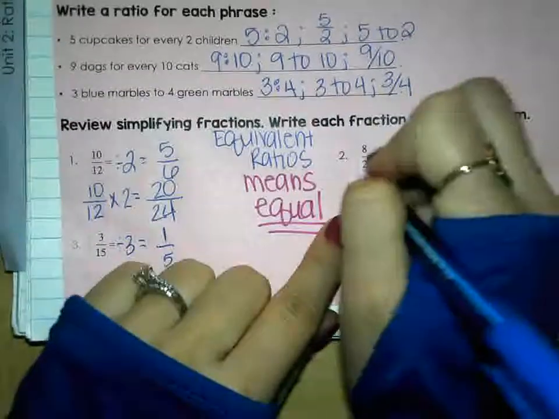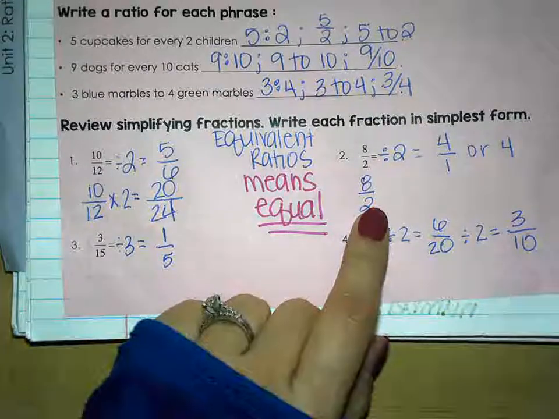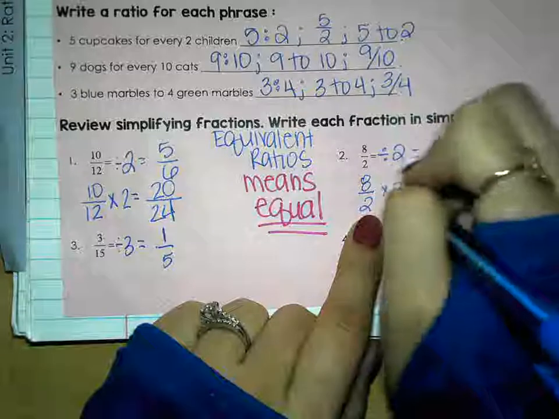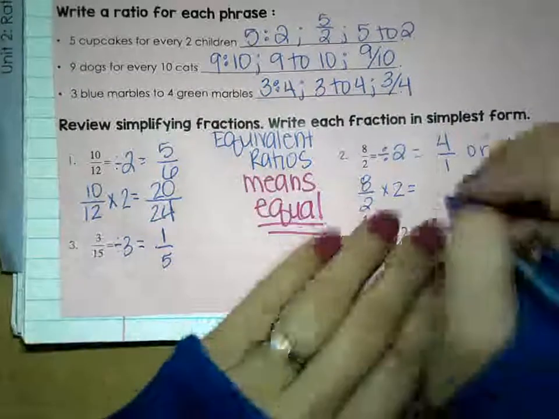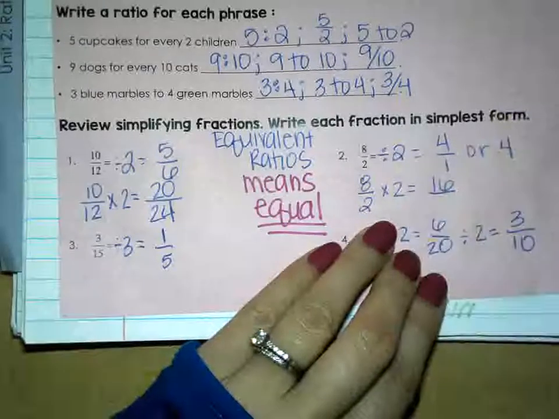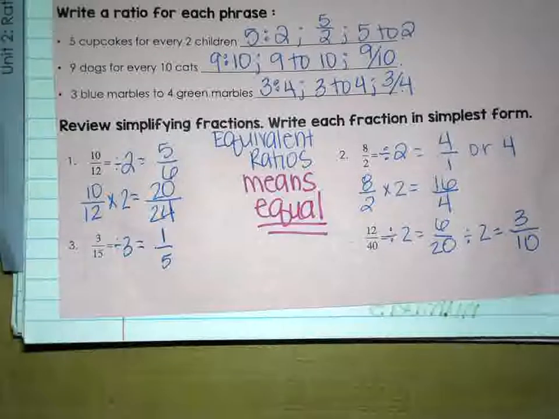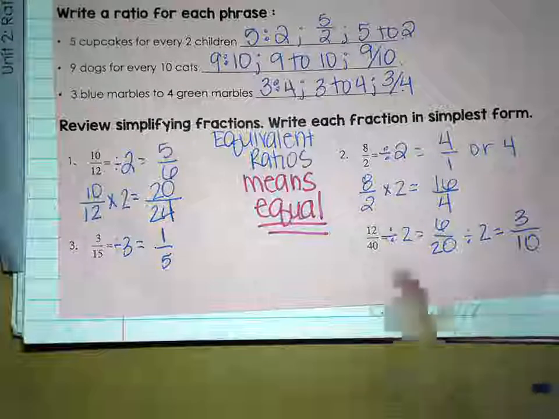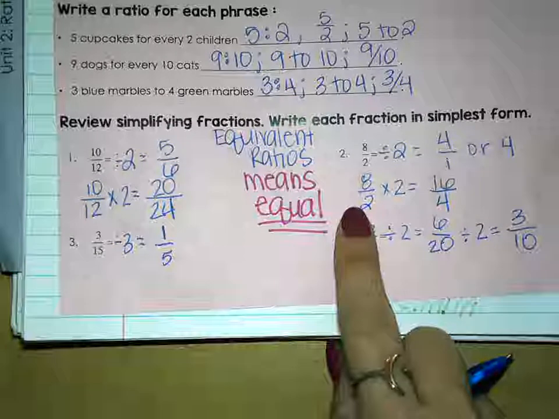So 8 halves, guys. Same thing. What do you want to multiply 8 halves by? 2. What's 8 times 2, everyone? 2 times 2 is? Make sure you're writing this down, guys. If I'm writing it, you're writing it. 16 fourths is the same thing as 8 halves. You would have the exact same grade in the grade book.